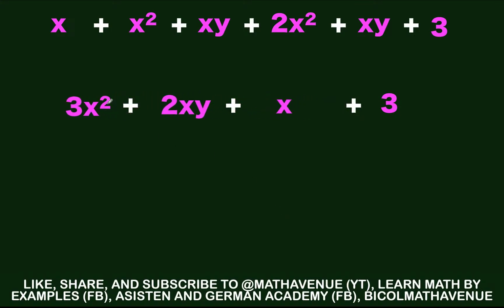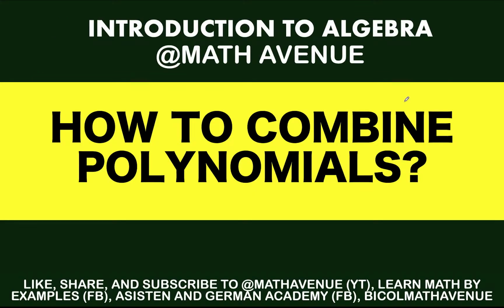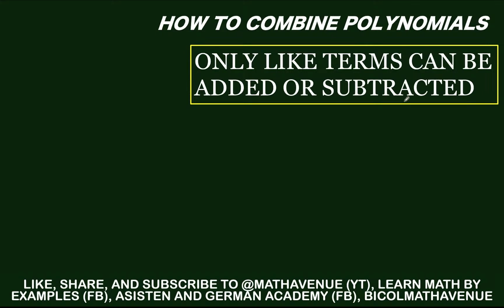So from exponent 2, exponent 1 here, exponent 1 here, and exponent 0. So this is now in descending order of power. So let's have more examples of addition and subtraction of polynomials. This time, let's include subtraction.